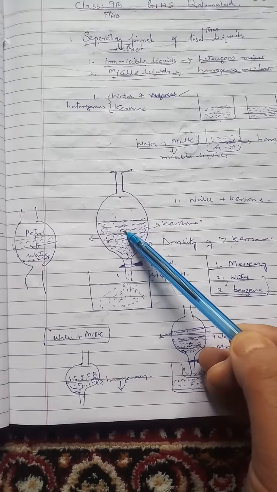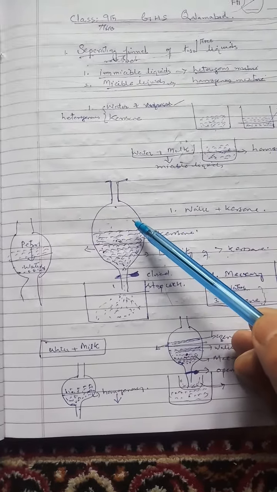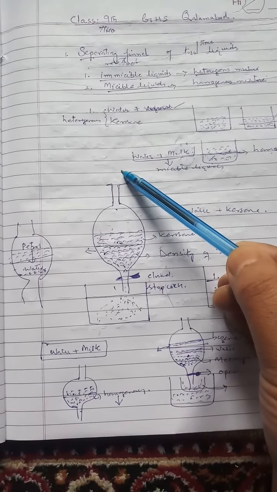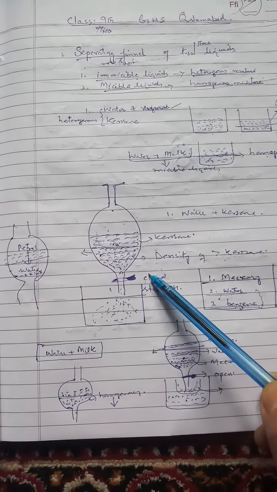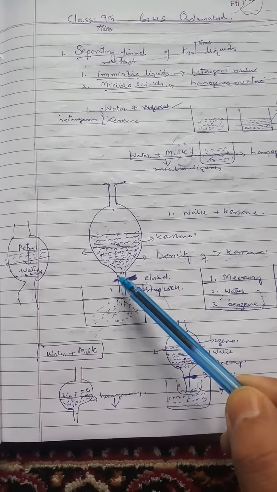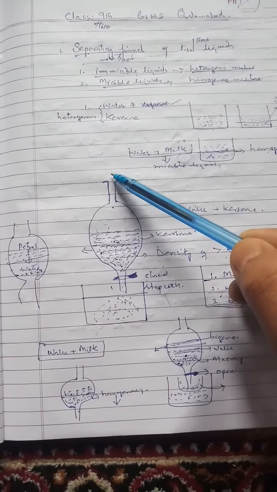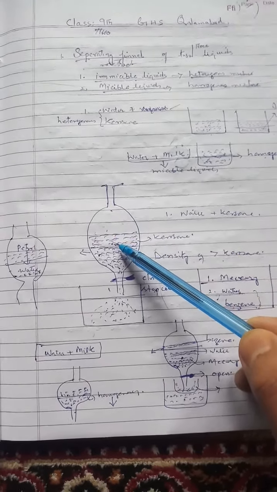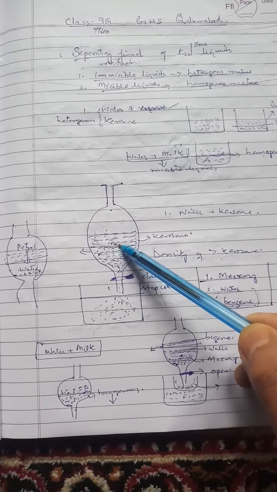A separating funnel is a funnel like this. It is made up of glass. It has an open hole at the top, and at the bottom it has a closed stopcock. We can see here this is a separating funnel. From here the mixture of two liquids is inserted. For example, we pour water and kerosene in it.